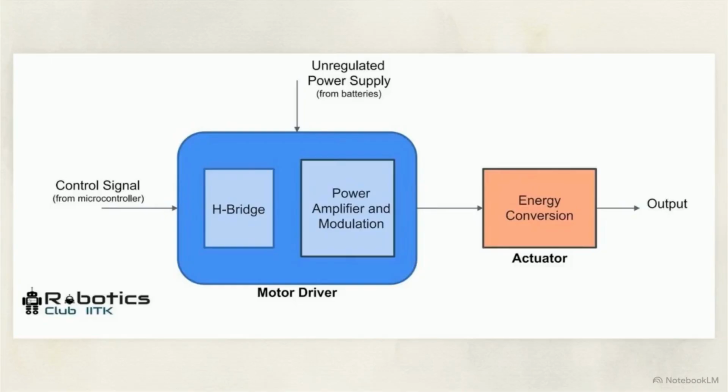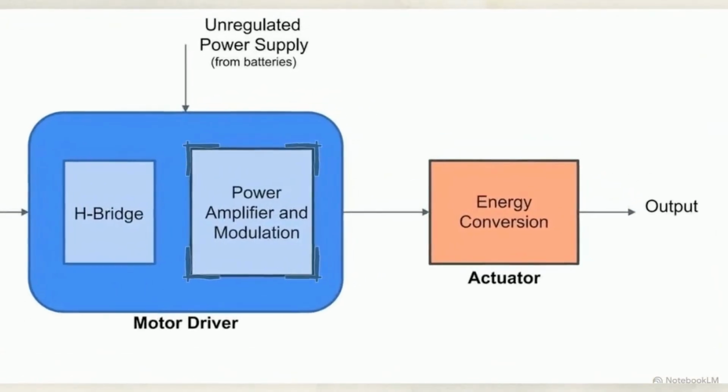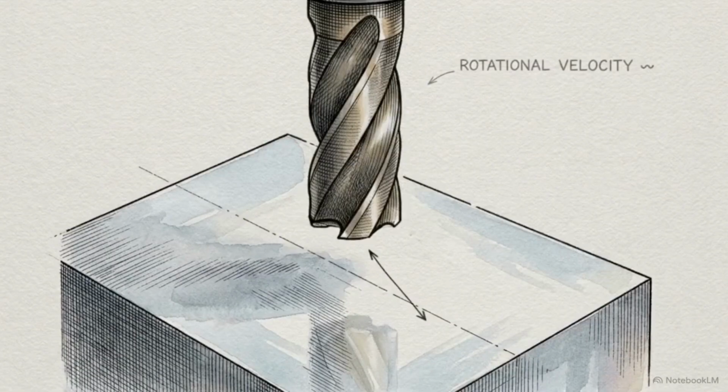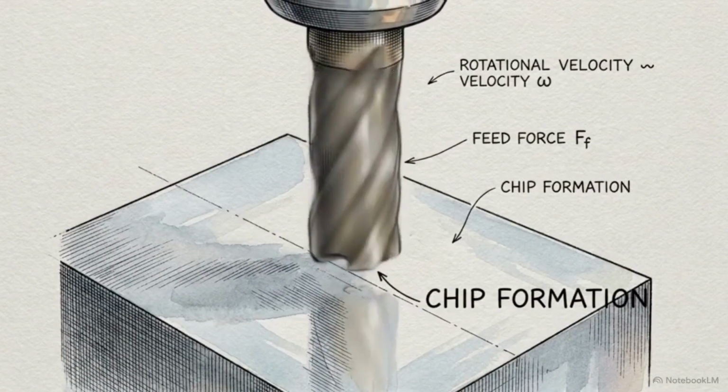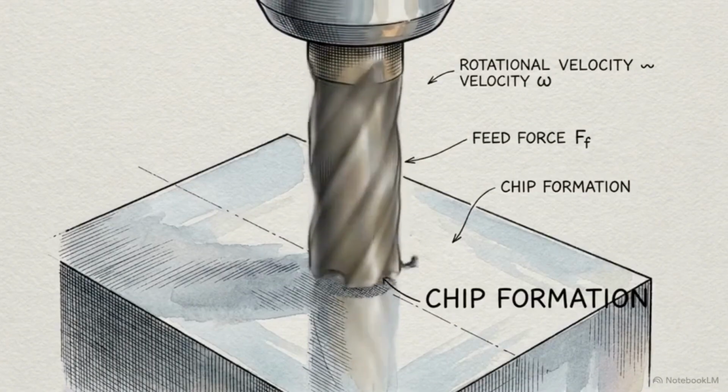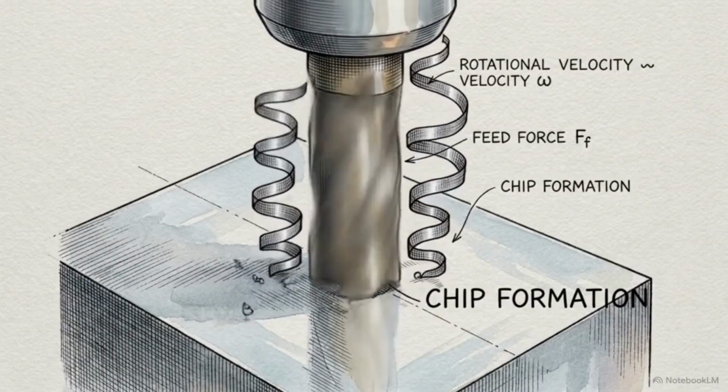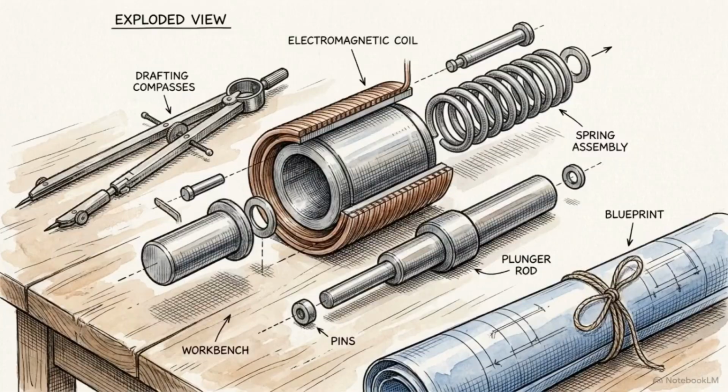This diagram shows the macro architecture of that translation. A low-voltage control signal from a microcontroller enters the motor driver, which amplifies and modulates the power. That current is then fed into the actuator, which physically executes the mechanical output. Designing a system capable of sub-millimeter precision requires understanding exactly how engineers manipulate this specific electromagnetic sequence to control physical reality. The most foundational application of this principle is the solenoid.